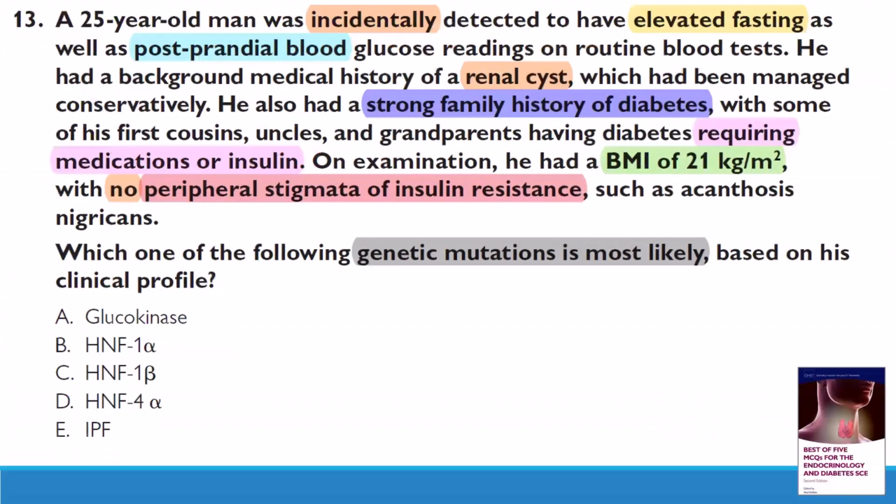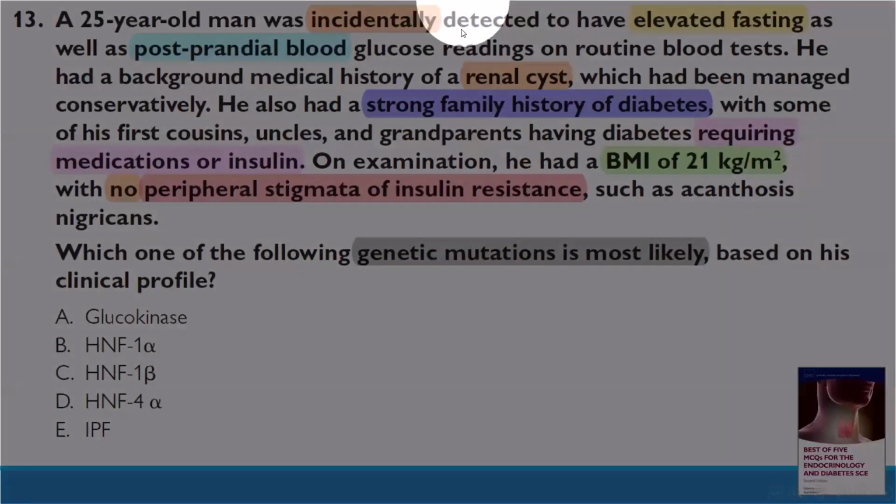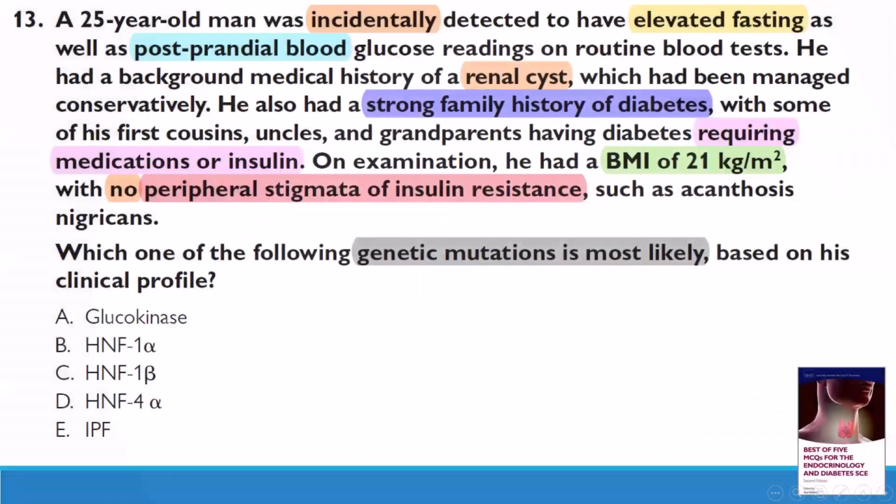If we have another patient with incidentally elevated fasting plasma glucose, and while reading the question you see renal cyst, which one of the following genetic mutations is most likely based on this clinical profile? HNF1 beta. Yes, HNF1 beta or MODY.